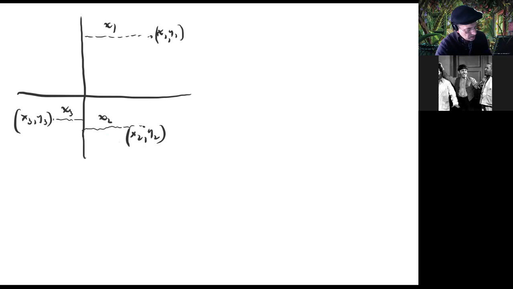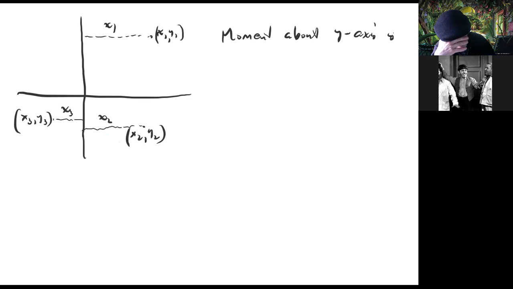Okay, so now the moment about the y-axis is M sub y. Each one of these points represents a mass, m1, this would be mass m2, etc. So the moment about the y-axis is defined to be the sum of the distances, the weighted averages of the distances to the y-axis. So summation mi xi, i goes from 1 to n.